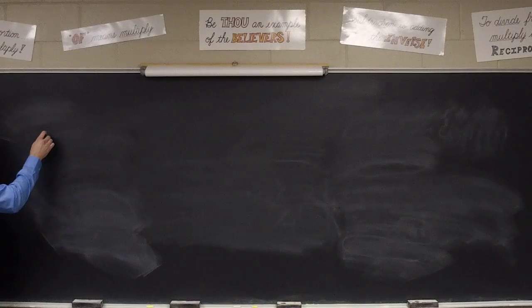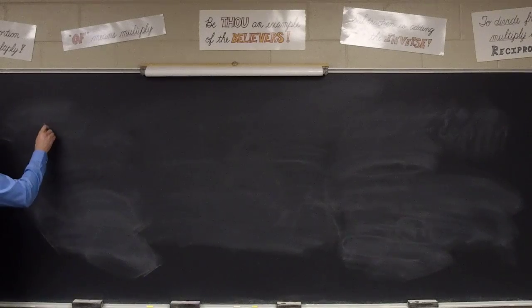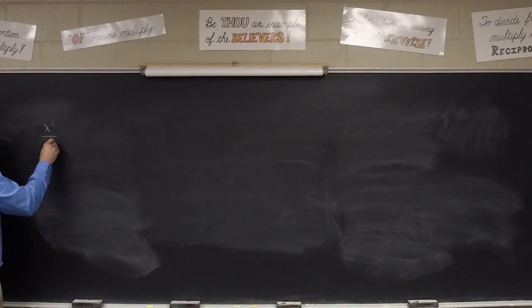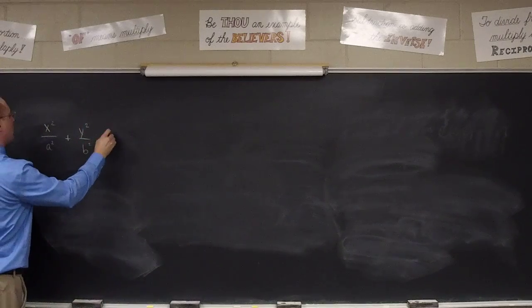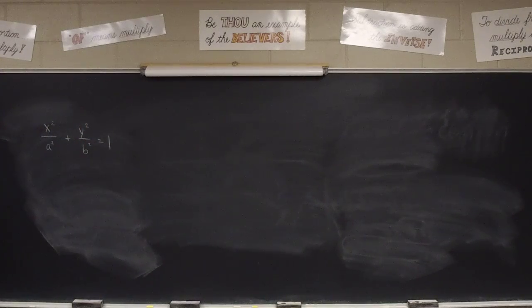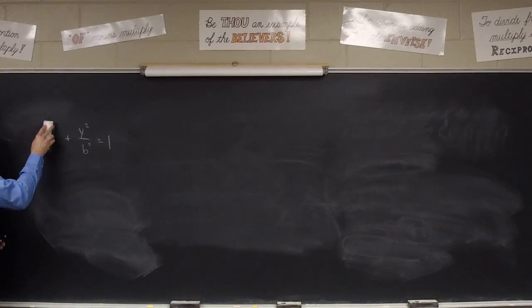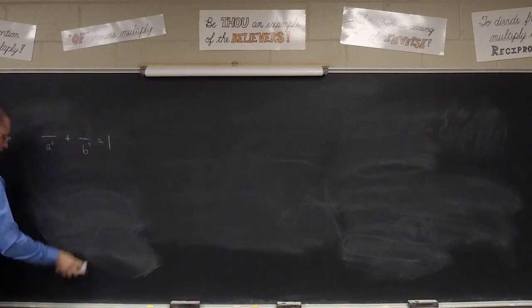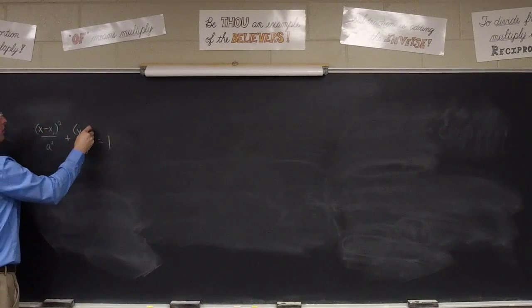Is it 4? What's the basic form? The basic equation looks like x squared over a squared plus y squared over b squared equals 1. And we said that's if it's centered at 0, 0. If it's not centered at 0, 0, we tweak this just a little bit. It's x minus h squared, and y minus k squared.